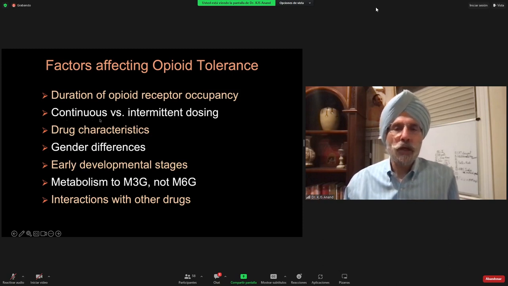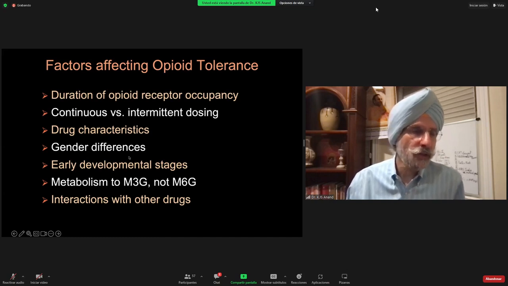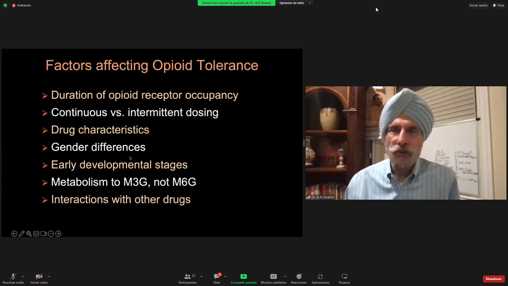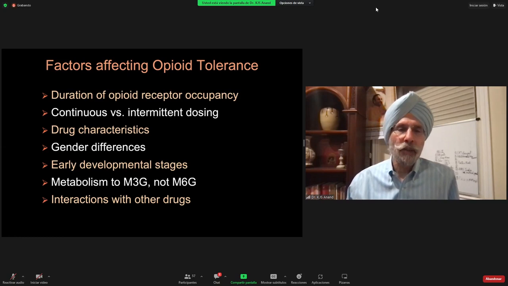Opioid tolerance is faster with continuous versus intermittent dosing. It also depends on which drugs are being used, like morphine is less likely to produce tolerance. There are some gender differences. So at least in the older children and adults, the girls seem to get tolerant more quickly than boys do. And that's both in pre-pubertal and post-pubertal populations.